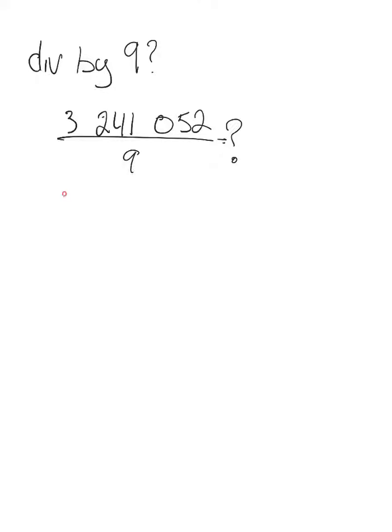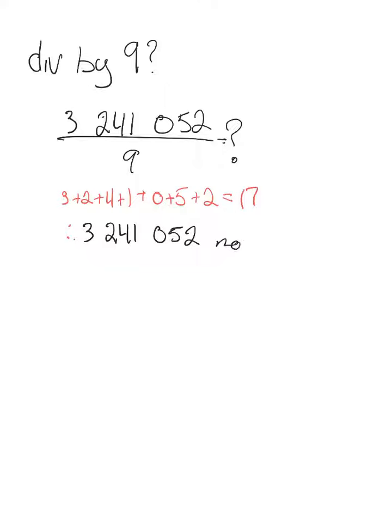So therefore, 3 plus 2 plus 4 plus 1 plus 0 plus 5 plus 2 would equal 17. And is 17 divisible by 9? No. So therefore, 3,241,052 is not divisible by 9.